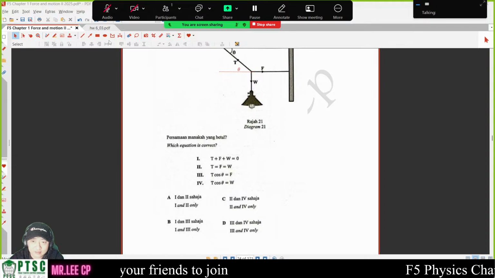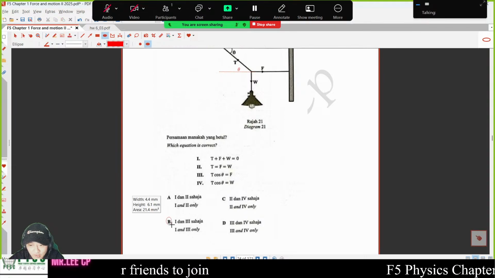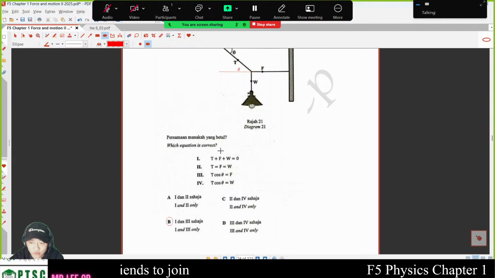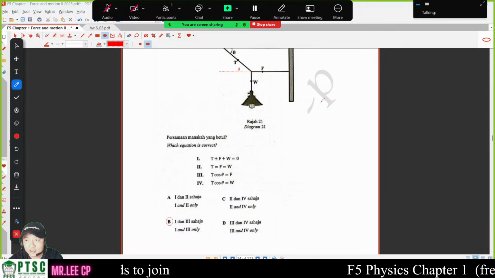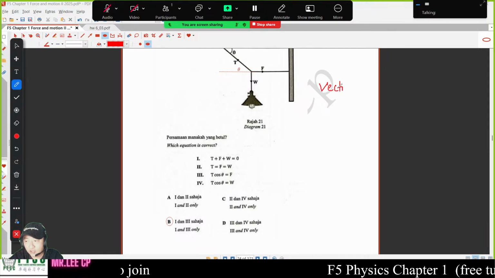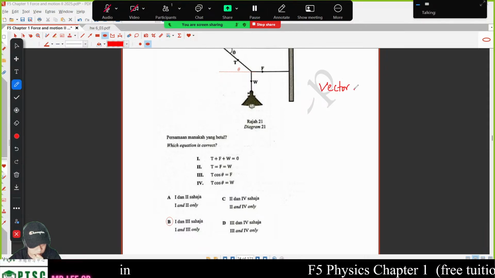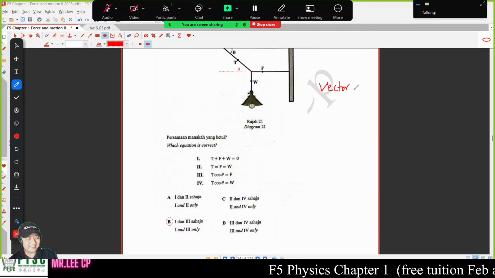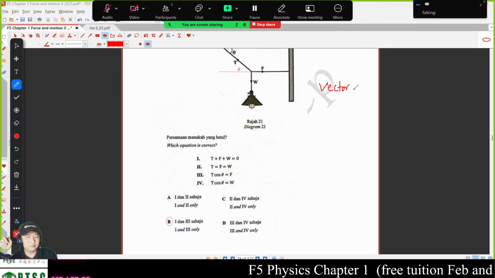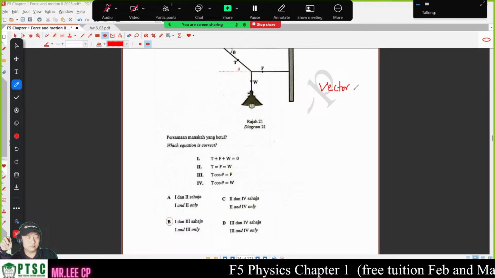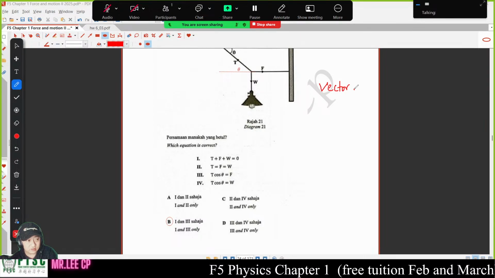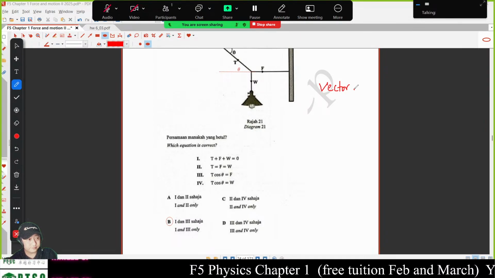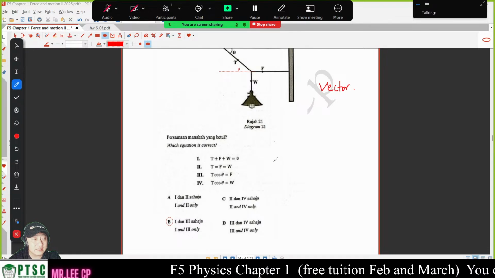But this one is not so right. I don't know whether you have learned this in your maths or not. Do you learn this in your maths? Vector. So in vector, we have one way to write it.